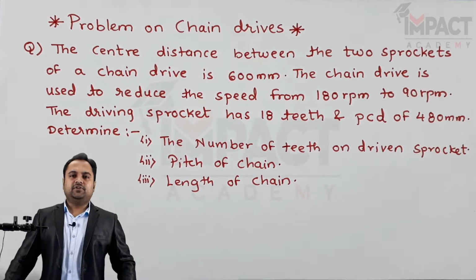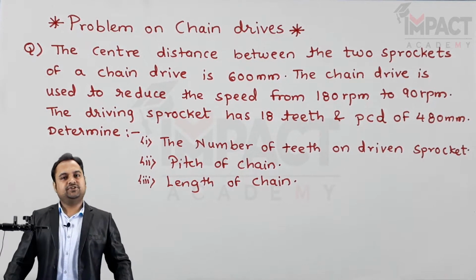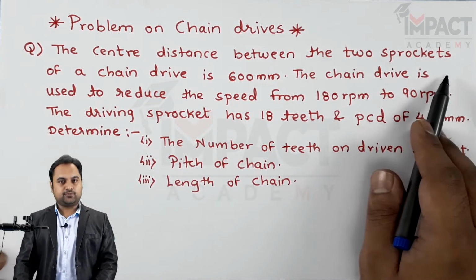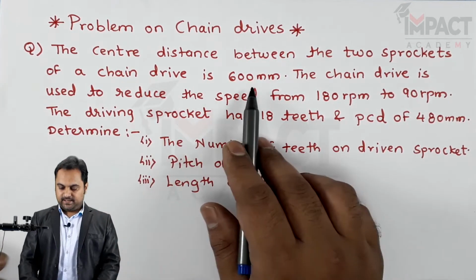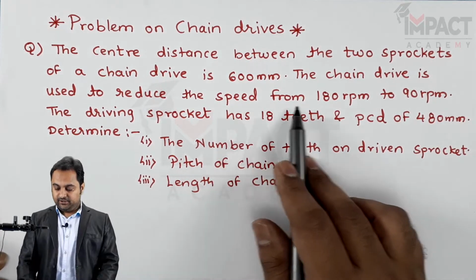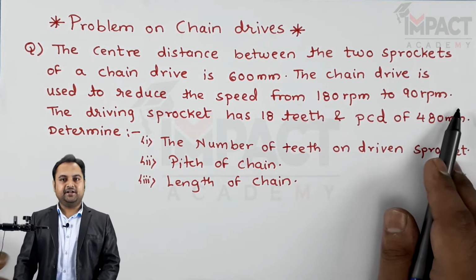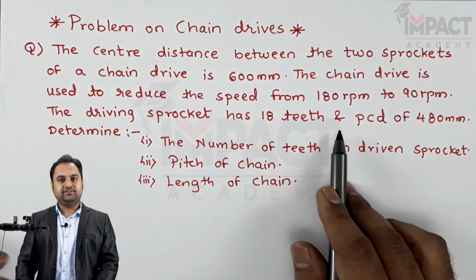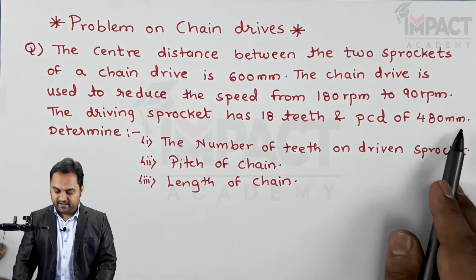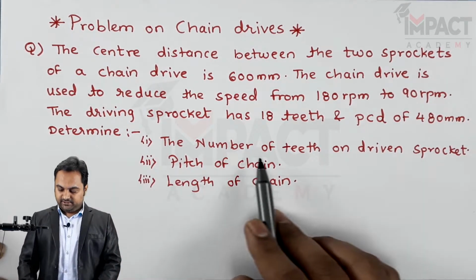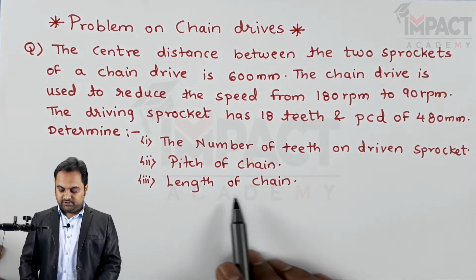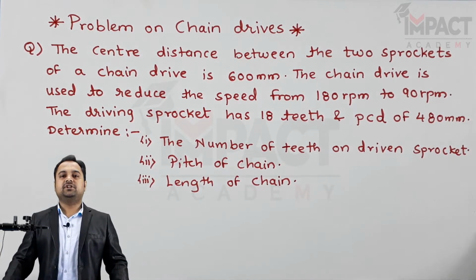Hi friends, here in this video we are going to see a problem on chain drive. For that, here is the question. The center distance between the two sprockets of a chain drive is 600 mm. The chain drive is used to reduce the speed from 180 rpm to 90 rpm. The driving sprocket has 18 teeth and PCD, that is the pitch circle diameter, of 480 mm. Determine number 1, the number of teeth on driven sprocket, second, pitch of the chain, and third, the length of the chain. So this is the question in front of us.